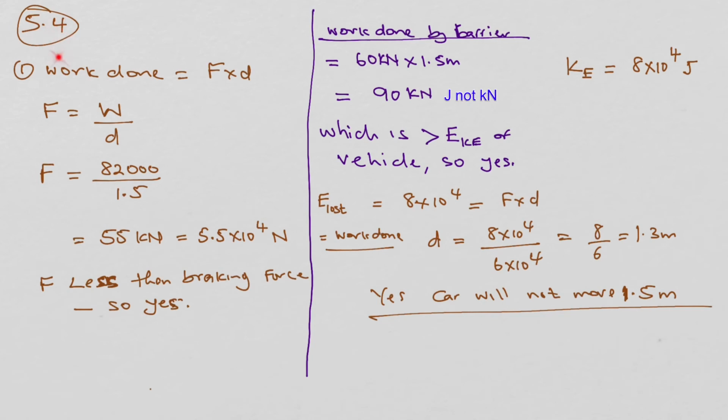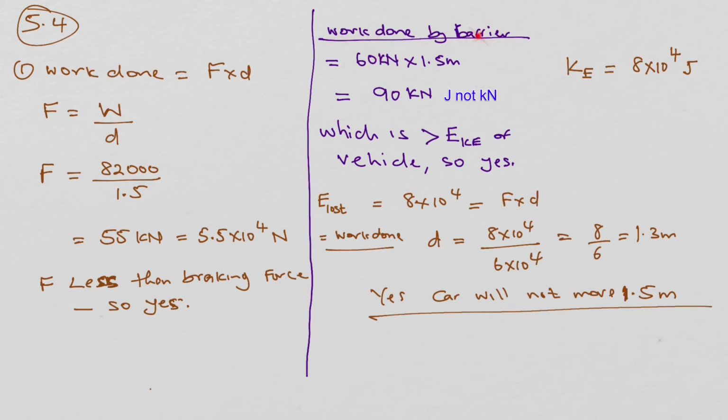Question 5.4. We need to deduce whether the safety barrier will pass the test. So we're looking at the work done, which is force times distance, and force is going to be work done over distance, and that'll be 82,000 divided by 1.5, and that's 55 kilonewtons. So therefore force is less than the braking force, so that's yes. Now the braking force was 660 kilonewtons.